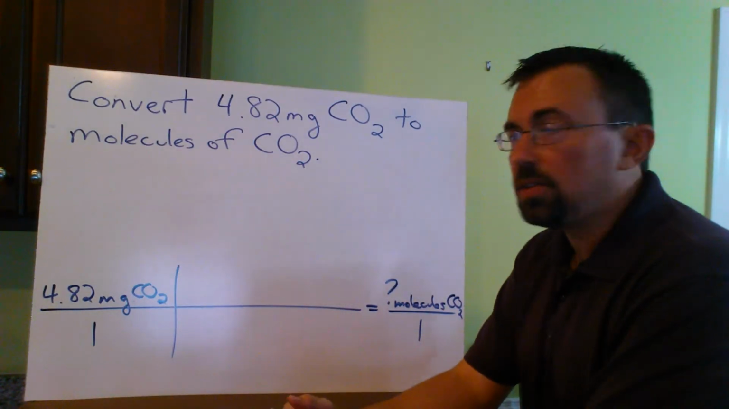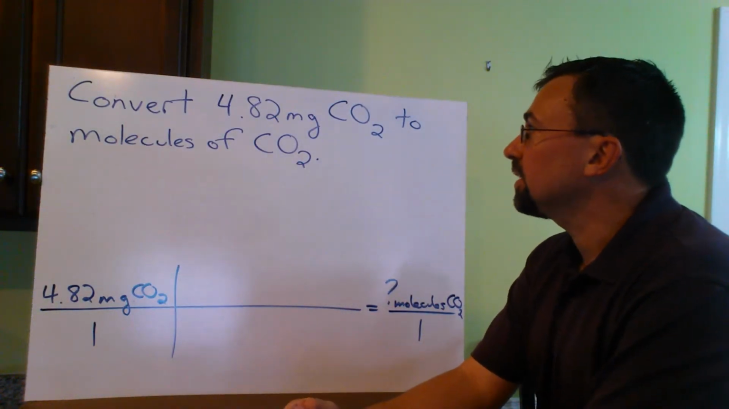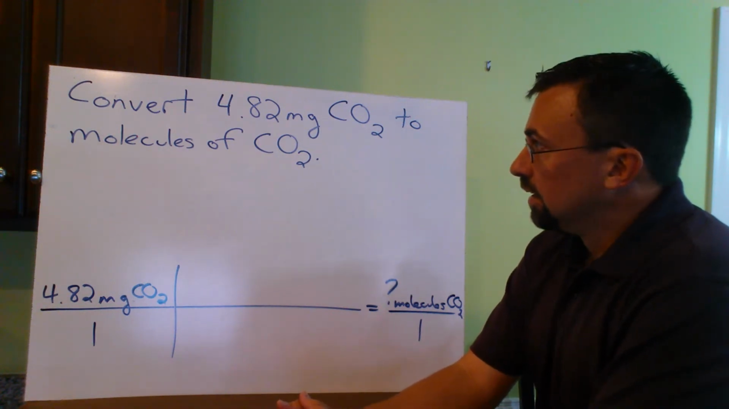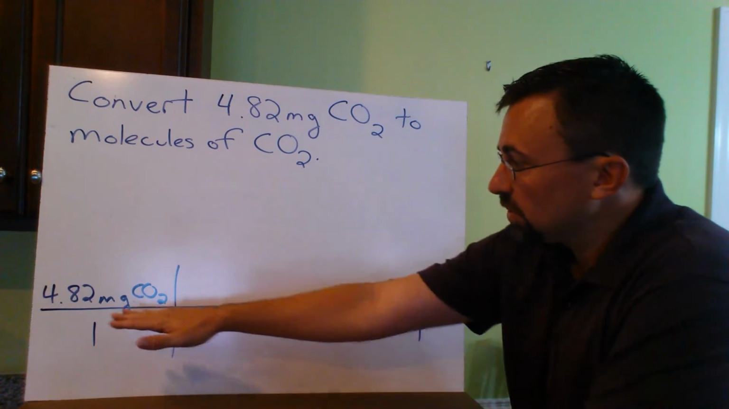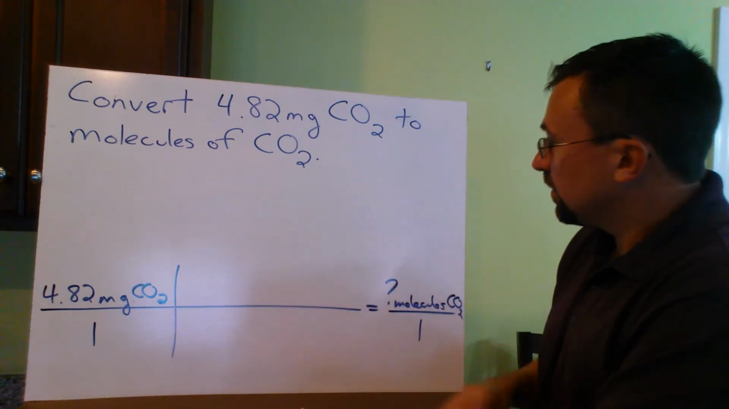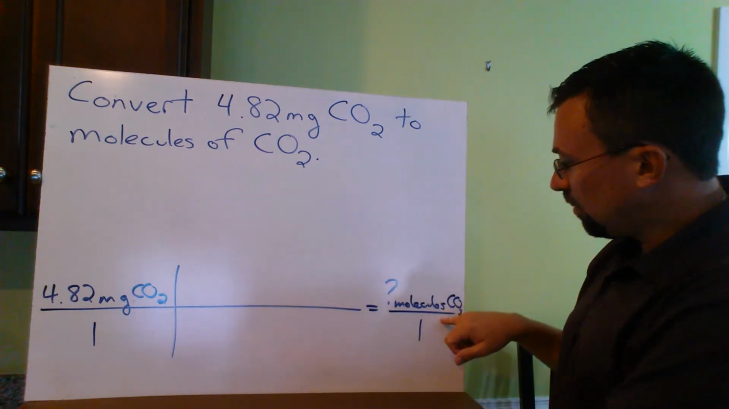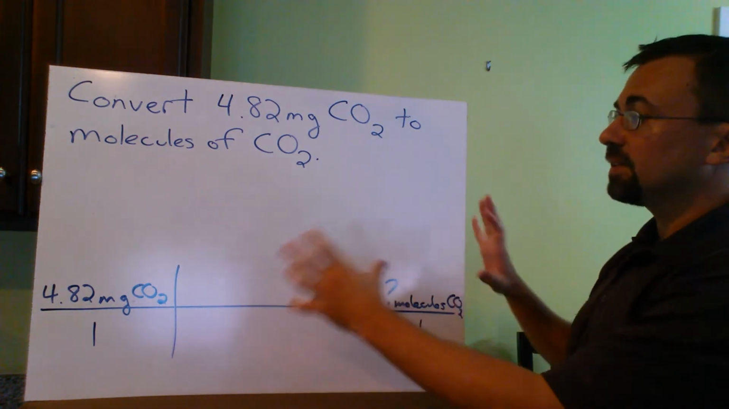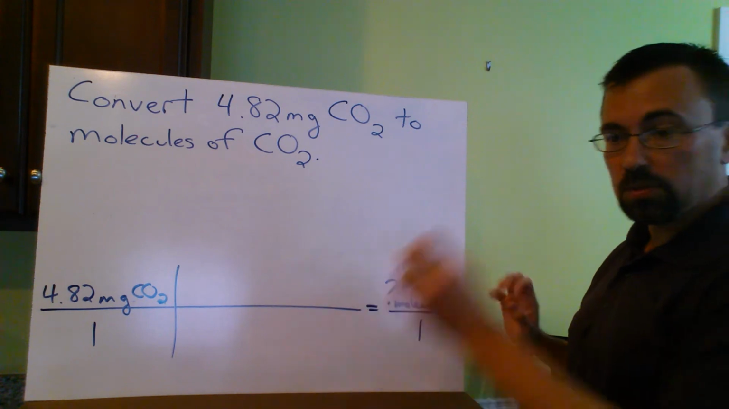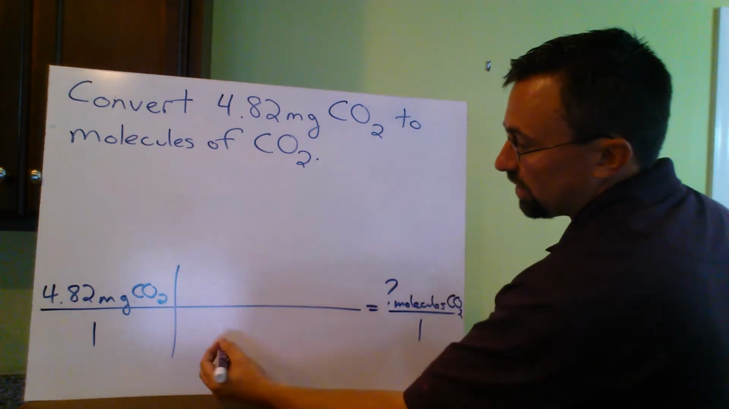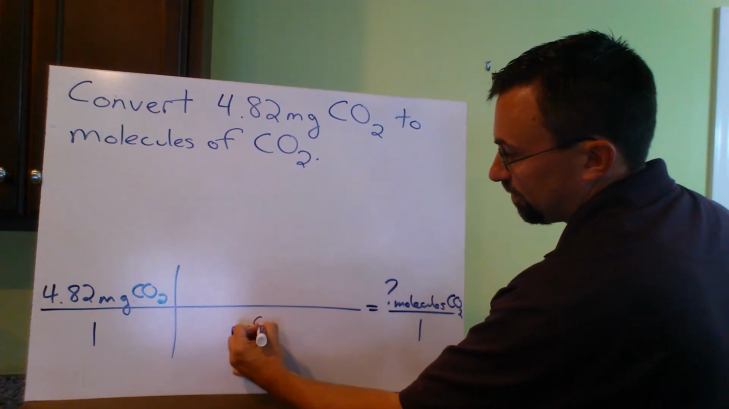Let's take it a little bit further. Convert 4.82 milligrams of carbon dioxide to molecules of carbon dioxide. So let's do the same logic. Let's build our railroad, put our only number we are given here on top to start with, and put what we're looking for at the end. So that's our basic framework of solving a word problem, even a simple one like this.